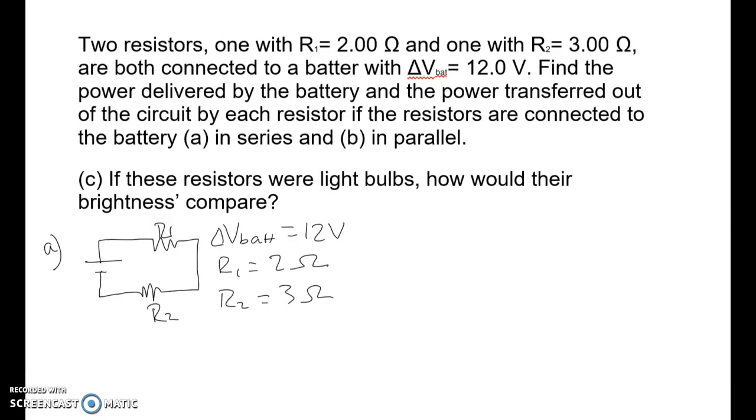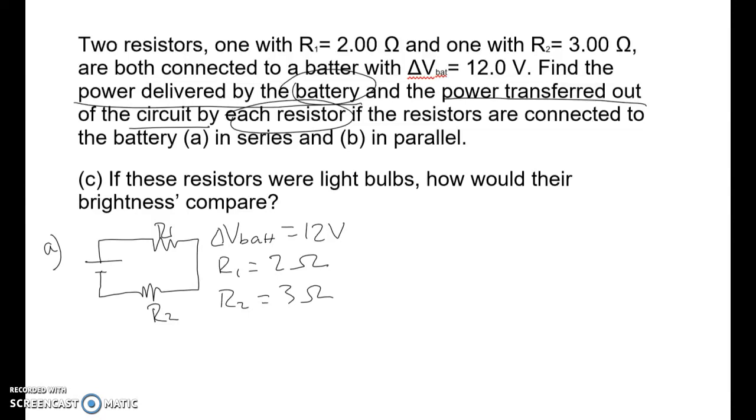Right? And we want to find the power delivered by the battery and the power transferred out of the circuit by each resistor. So battery, each resistor. Circling that, so I remember to do that. So there's two ways we can go about doing this, right? We could find the power for the whole circuit first, or each element individually and add them together. Let's solve for the total power of the circuit first, then each element. Then we can check because we will expect the power dissipated by each resistor here to add to be the total amount of power lost by the circuit or used by the circuit.